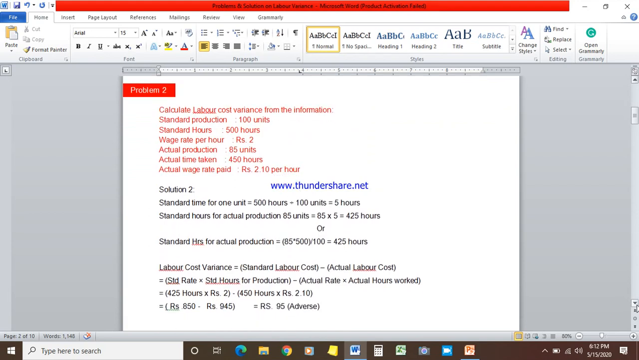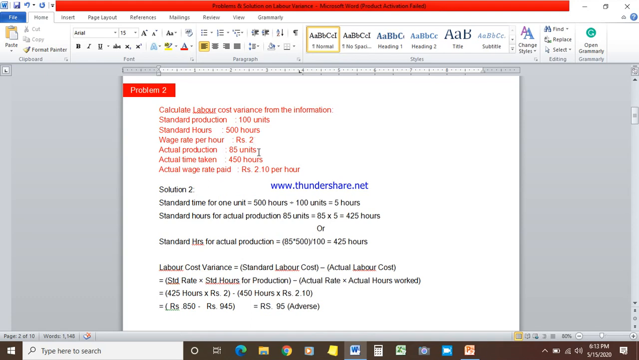In the second problem, again we are supposed to calculate the labor cost variance directly from the information. Standard production is 100 units, standard hours is 500 hours, wage rate per hour is 2 rupees. Actual production is 85 units. Actual time taken is 450 hours. Actual wage rate paid is 2 rupees 10 per hour. So the point to observe here is that the standard production is 100 units, the standard hours is 500 hours, and the wage rate per hour is given as 2 rupees.